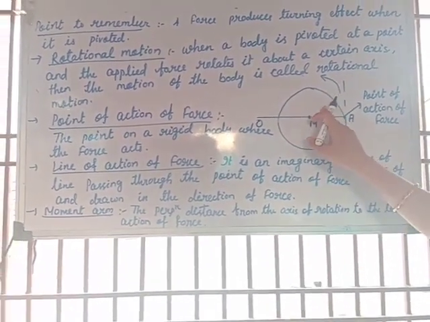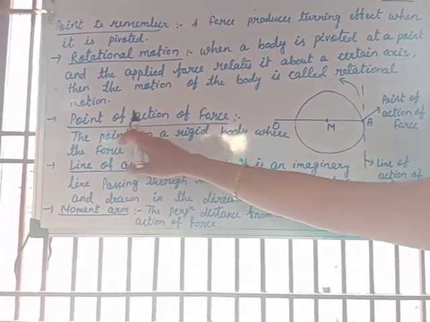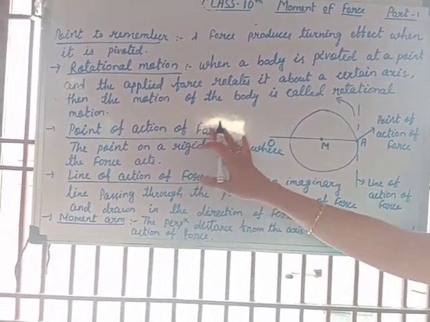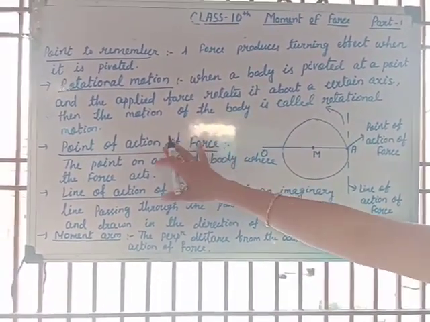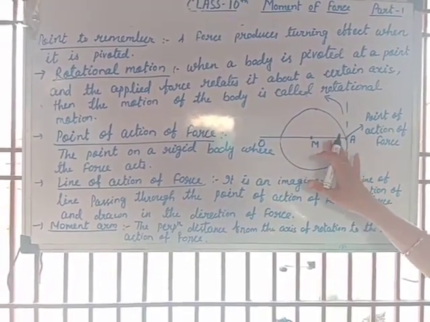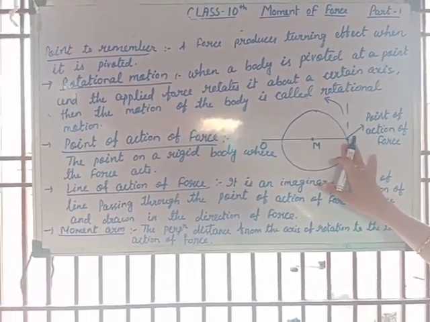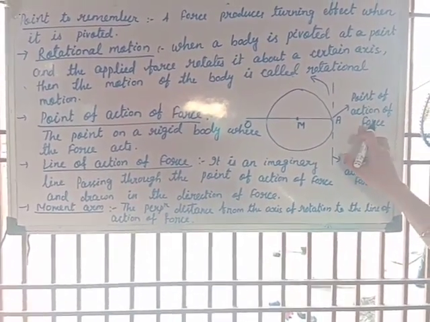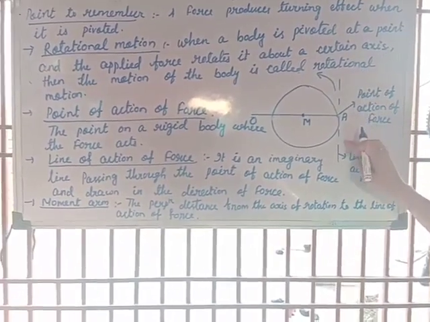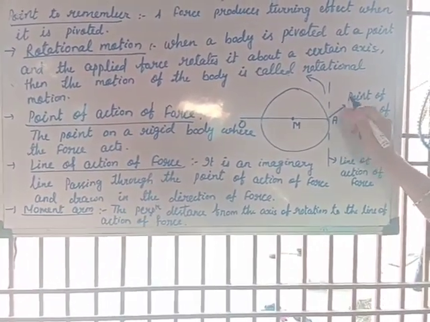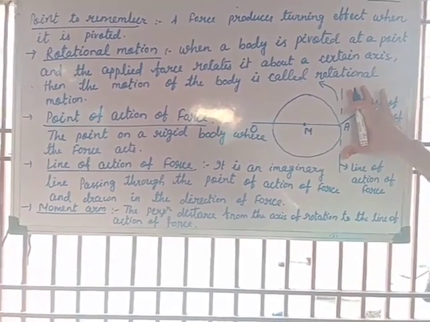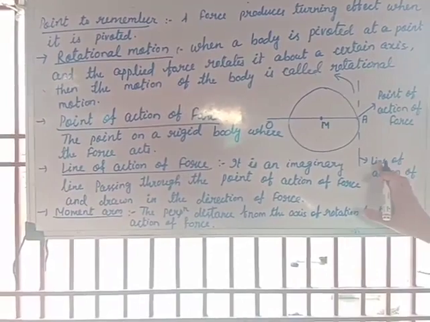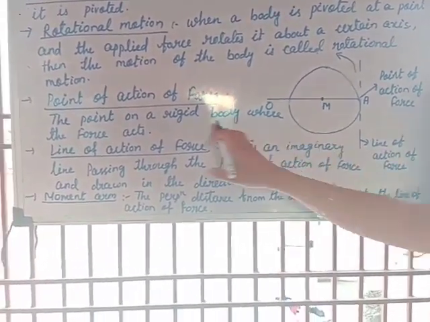To understand this, let us know about some points: the point of action of force, line of action of force, and moment arm. Where we apply the force is known as the point of action of force. This is the pivoted point and we want to move this one, and here we are applying the force. This point A is known as the point of action of the force. Here we are applying the force, but we can imagine the straight line along which we are applying it. This imaginary line is known as the line of action of force.